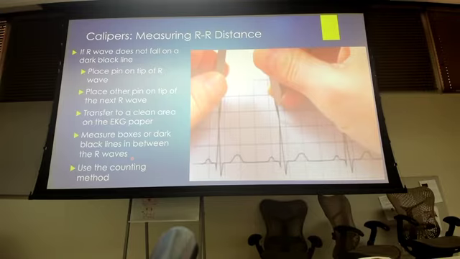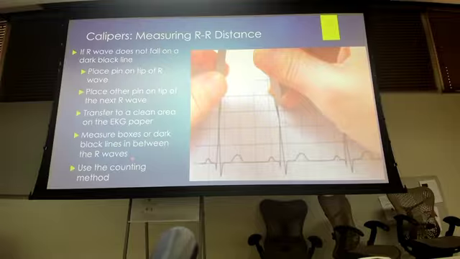If by chance you're looking at that 10-second strip, you're like, I can't find any R wave that falls onto a dark black line. You can use your calipers. Okay, you can use calipers. You take those calipers and you could place them on 2 R waves, 2 random R waves. It doesn't matter, but they have to be right next to each other.